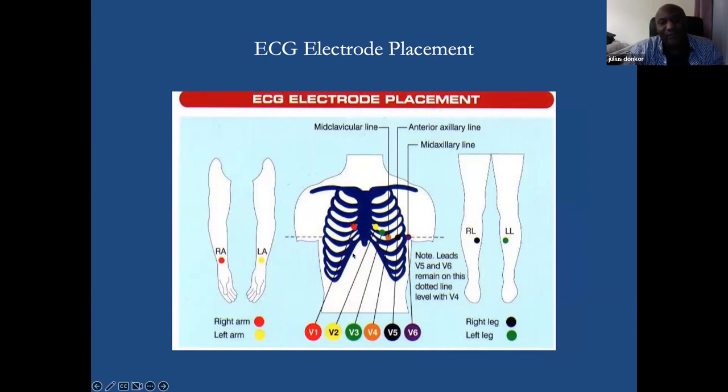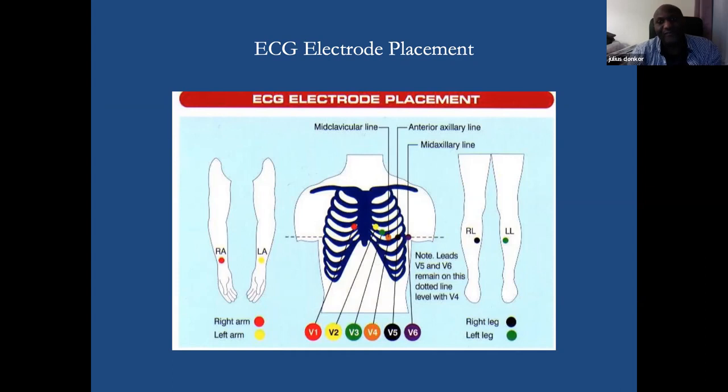In the fourth intercostal space to the patient's right is your V1, and the fourth intercostal space to the left is your V2. Your V4 is in the fifth intercostal space, halfway between the midline and the clavicle, and your V3 is between your V2 and your V4. Your V5 is in the same horizontal plane as your V4, in the fifth intercostal space, at the anterior part of your axilla, at the front of the armpit.